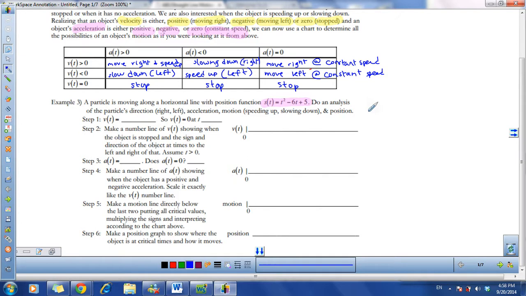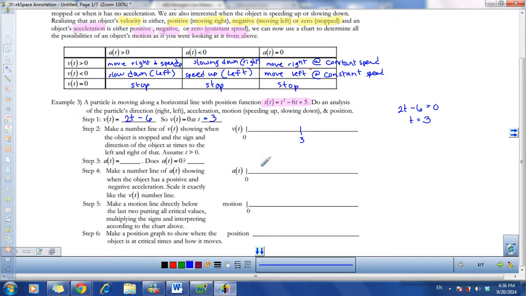So let's find my velocity function. The derivative of t squared is 2t. The derivative of negative 6t is minus 6. And the derivative of 5 is 0, so we don't care. Alright, so when is my velocity equal to 0? I set my velocity, 2t minus 6, equal to 0, and I get that t equals 3. So at t equals 3, that's when my object will stop. So that's a critical value.